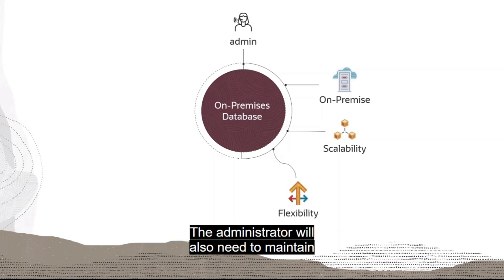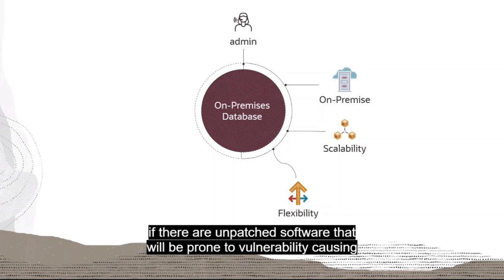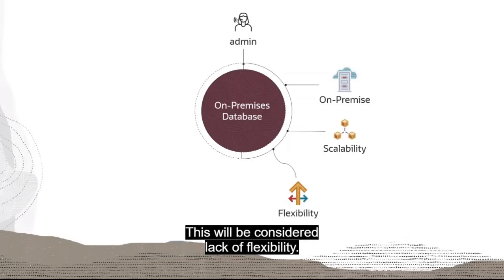The administrator will also need to maintain the servers that are running the databases and the applications. The administrator will need to make sure that the servers are not running on outdated hardware as well as software, especially if there is unpatched software that will be prone to vulnerability, causing compromise in security. This will be considered lack of flexibility.